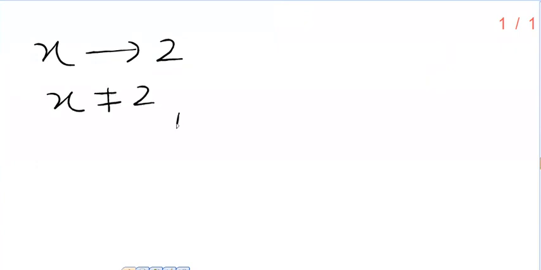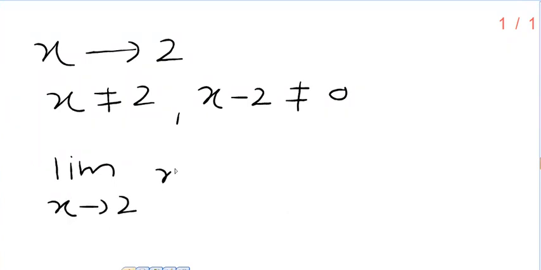When we say x tends to 2, I'm taking a particular example. By that we mean x is not equal to 2, and if x is not equal to 2, x minus 2 will not be equal to 0. So division by x minus 2 is allowed. In other words, we say that 2 is not the value of x, 2 is the limiting value of x, right? So limit x tends to 2 of x is nothing but 2.